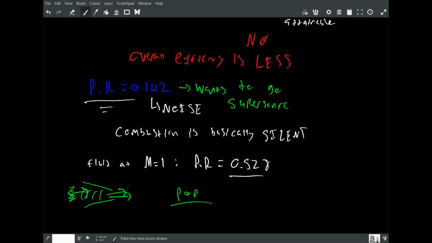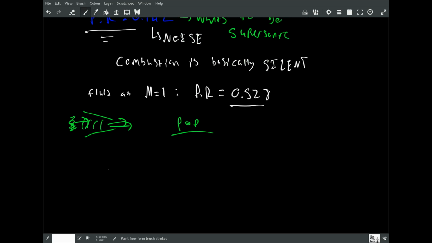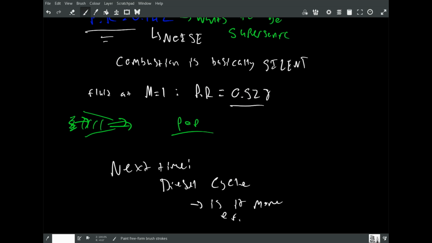So, I'm Spider Pilot 747. What we're going to talk about next time is a diesel cycle. And we're going to ask, is it more efficient?